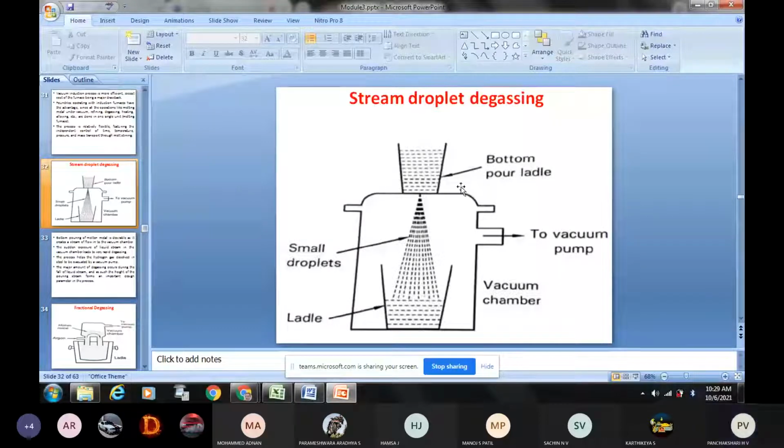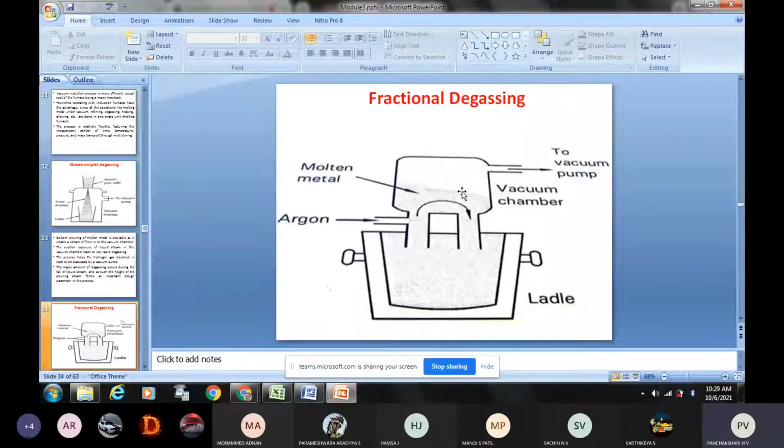Next is fractional degassing. This is also vacuum degassing only, but this type is fractional degassing. One more method. What is happening here? Fractional degassing: you should understand the meaning of fraction.